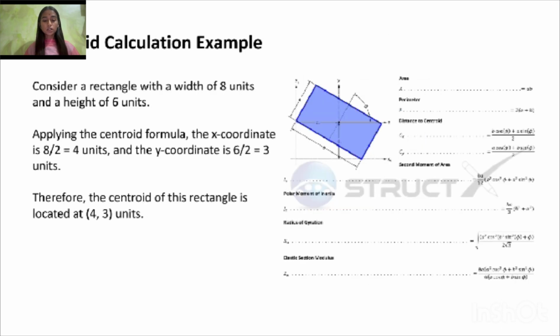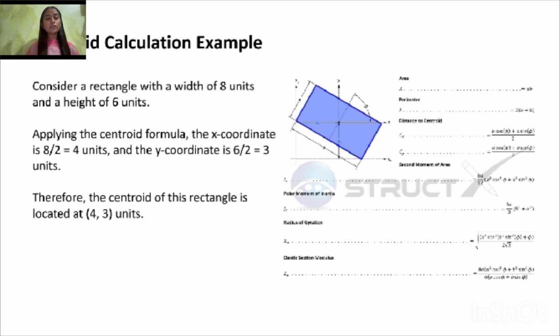Next, let us discuss a centroid calculation example. This is an example problem about calculating a centroid. First, we consider a rectangle with a width of 8 units and a height of 6 units. Applying the centroid formula, the x-coordinate is 8 divided by 2, which equals 4 units, and the y-coordinate is 6 divided by 2, which equals 3 units. Therefore, the centroid of the rectangle is located at 4, 3 units.